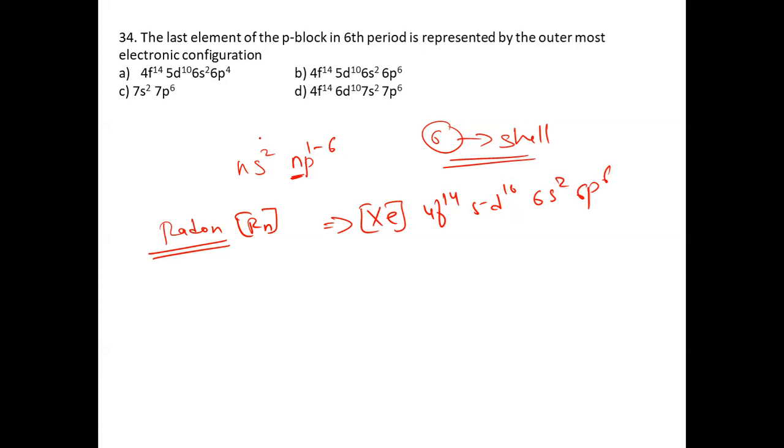Then which is the correct option? It's option B. So they have mentioned just the outermost electronic configuration: 4f14, 5d10, 6s2, and 6p6.